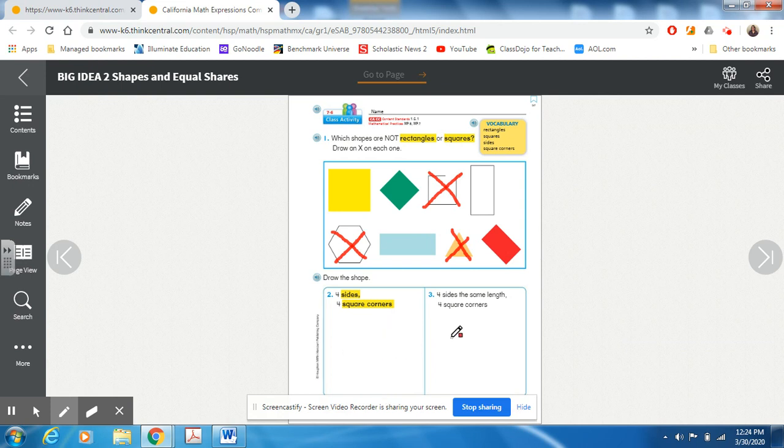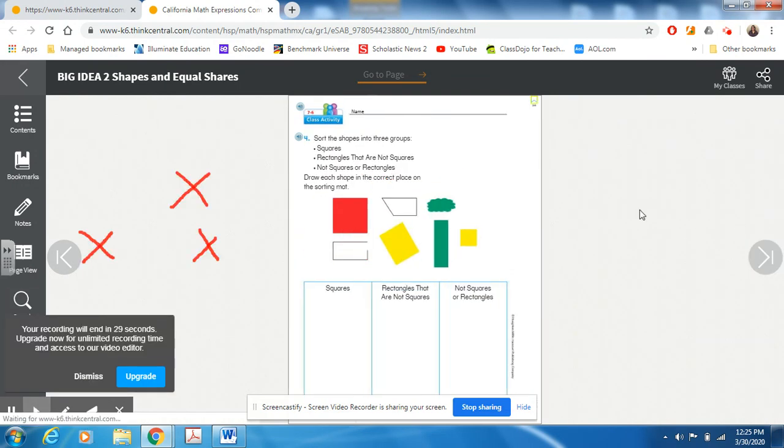Here your child is just drawing 2 shapes. I encourage you to have them try to use a ruler or just fold a paper in half and use it as something they can use to be straight so that they can make sure their shape is nice and straight. So here they need to draw a shape that has 4 sides and 4 square corners. They can either draw a square or a rectangle. But number 3 says it has to have 4 sides the same length and 4 square corners. That can only be an actual square. Just have them do the best they can to try to make the shape as neat as possible.